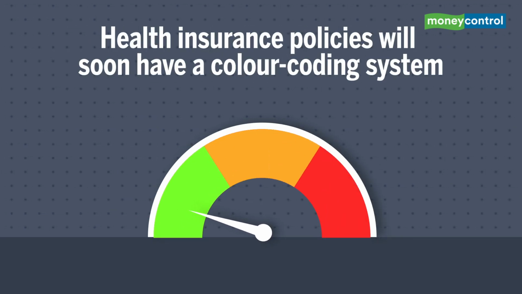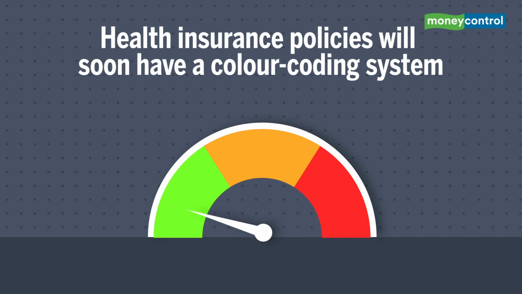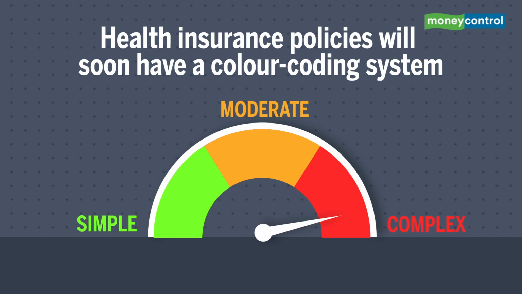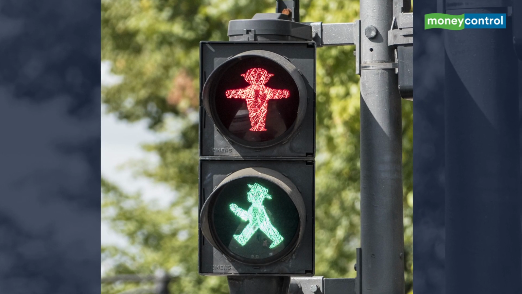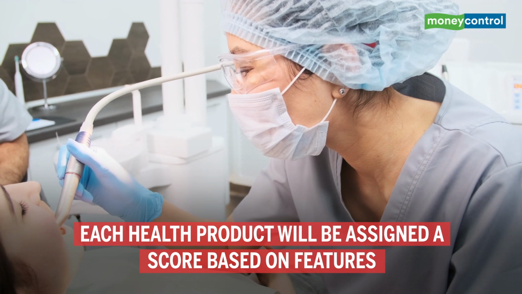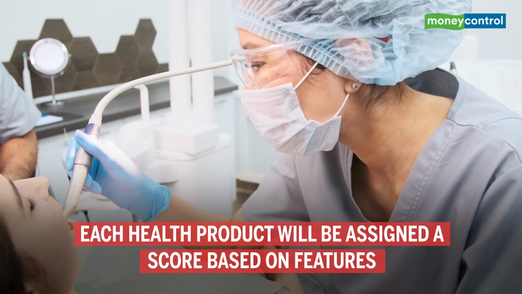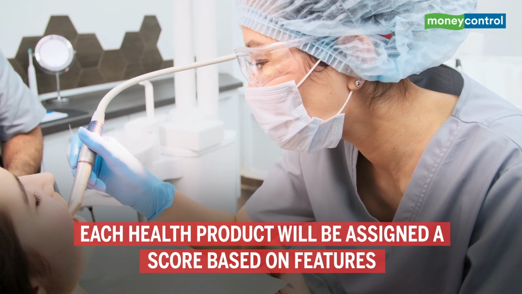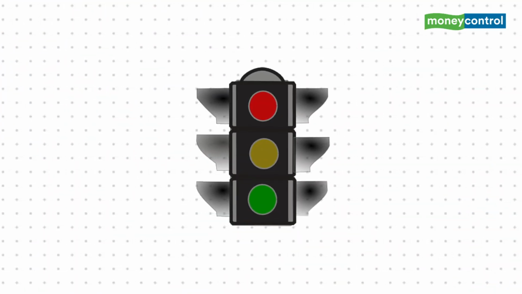Health insurance policies will soon have a color coding system to show whether a product is simple, moderate, or complex. Green would mean simple, while red would reflect a complex product. Each health insurance product will be assigned a score as per the product features and type of covers according to the Insurance Regulatory and Development Authority of India. Let's see how it works.